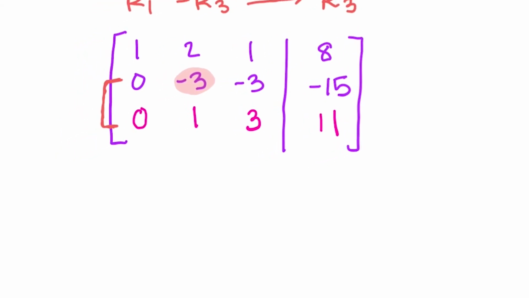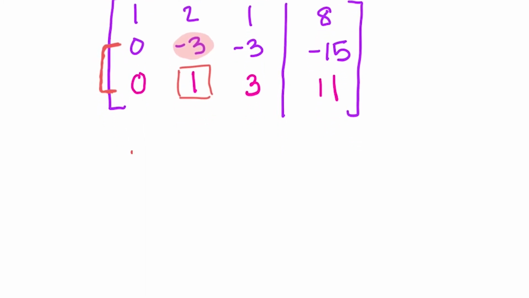Okay, so I have a 1 in this spot, so I could use that to help me. What if that 1 was a 4? Then when I add it to that -3, I'll get a positive 1. So what I'm going to do then is 4 times row 3 added to row 2 to change row 2.